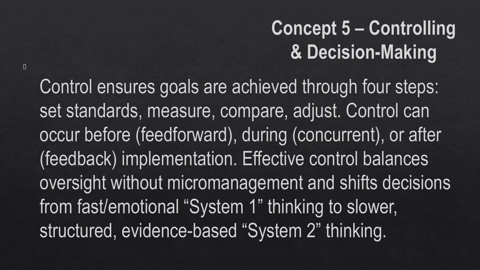Concept number 5, controlling and decision making. Control ensures goals are achieved through 4 steps: set standards, measure, compare, adjust. Control can occur before, during, or after implementation. It is effective because you need to balance oversight and not micromanage. So effective control balances oversight without micromanagement and shifts decisions from fast or emotional system 1 to slower, structured, evidence-based system 2 thinking.